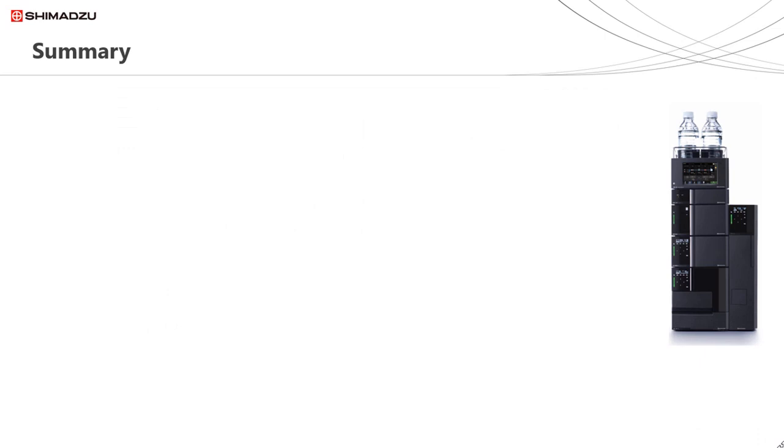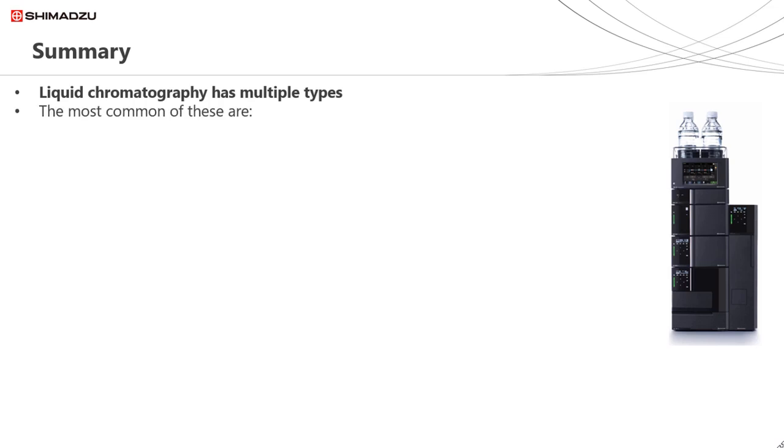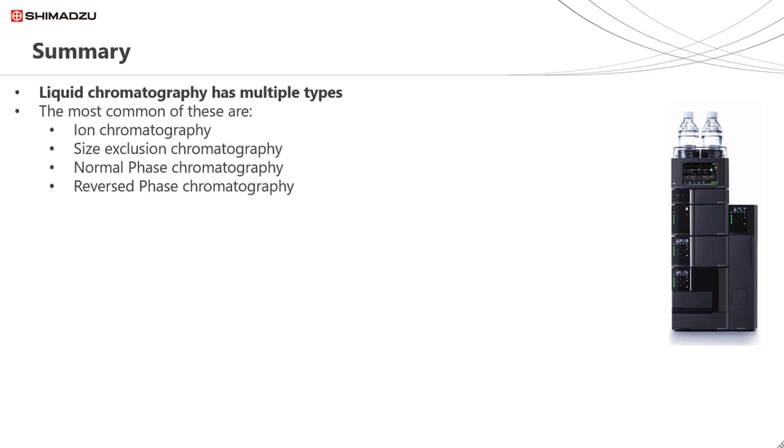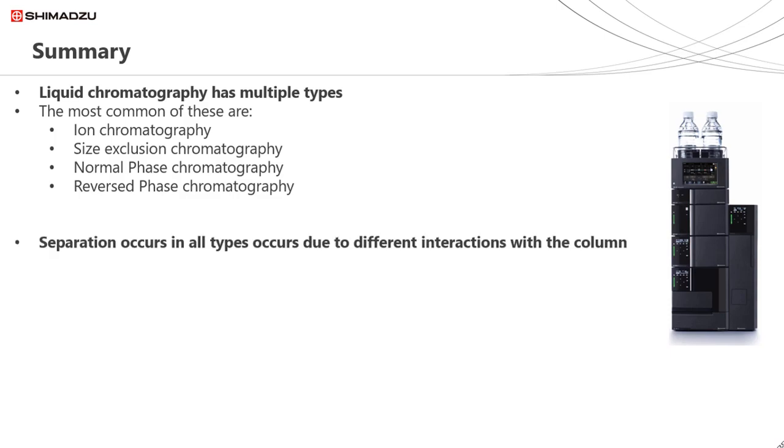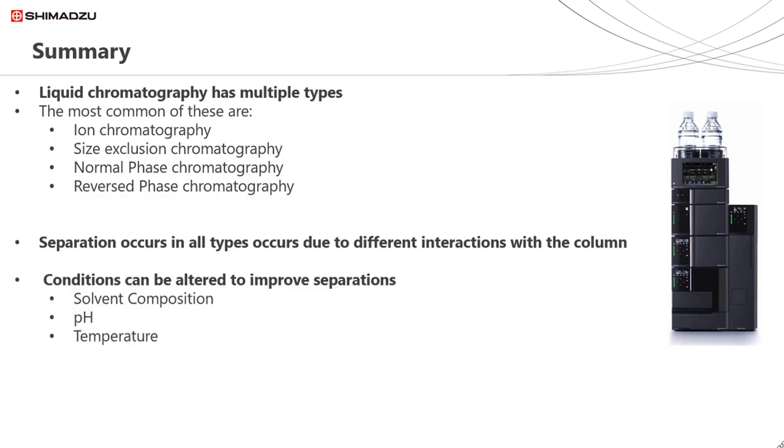So the summary of today's session. LC has multiple types available for different compound analysis. The most commonly used are ion chromatography, size exclusion, normal phase and reversed phase chromatography. Separation occurs in all of these types of chromatography and utilises that difference in interactions between the compound, the column and the mobile phase. When we have separation of our compounds, we can further improve it with other conditions such as solvent composition, pH and temperature control.